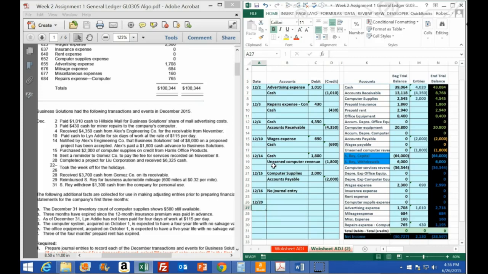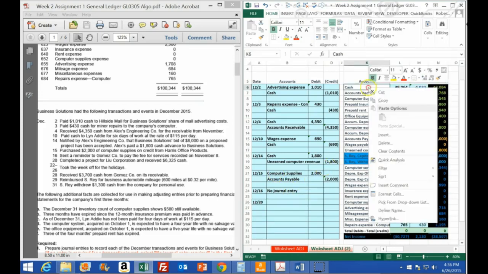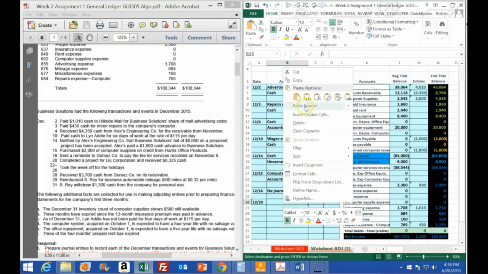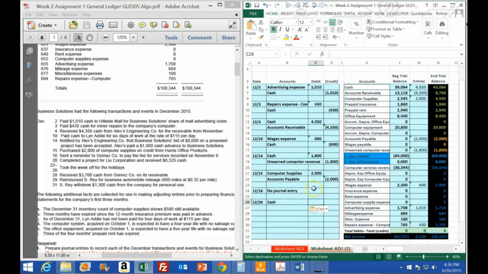Okay, 1220. Completed a project for Lou Corporation and received $6,325. Okay, so is cash affected? Yeah, we received cash. Cash is a debit balance. We're going to make cash go up by doing the same thing to it, which in this case would be another debit. So cash is going up, 6,325. We're going to have to credit something. What are we going to credit? Why did they pay us cash? Because we did work. When did we do work? Now. So we received cash because we earned the revenue. Now the credit's going to go to revenue in this case.